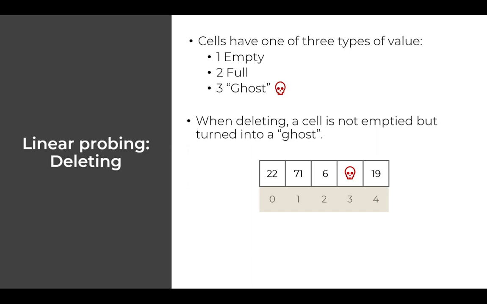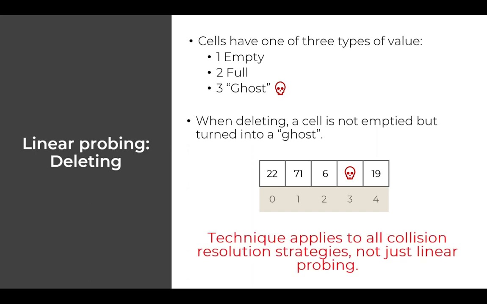When I find an empty cell, that means that element doesn't exist. If I find a ghost value, that means keep probing. This technique applies to all collision resolution strategies, not just linear probing. It will apply to quadratic probing and double hashing too.